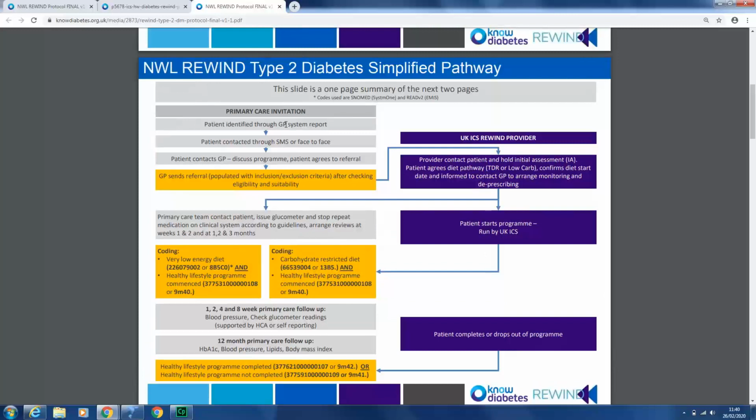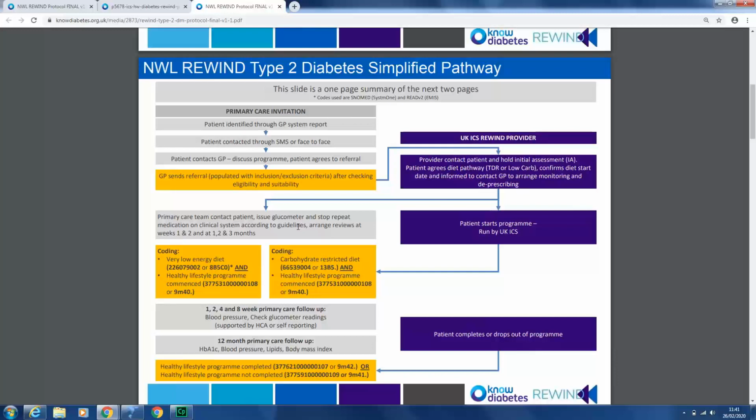The key is that the patients are invited generally through text messaging or face-to-face. What we'd recommend is initially bulk text messaging all of your potentially eligible patients, and then following up one-to-one as they come in over the course of the year. The patient is referred into the UK ICS team and they will agree the pathway that the patient follows, whether it's total diet replacement or low carb, confirm the diet start date, and then UK ICS will email the practice with information about the patient and which pathway they're going to follow and the diet start date.